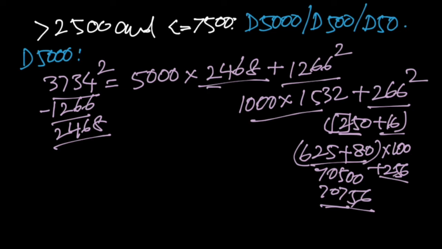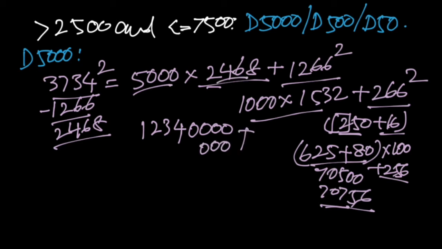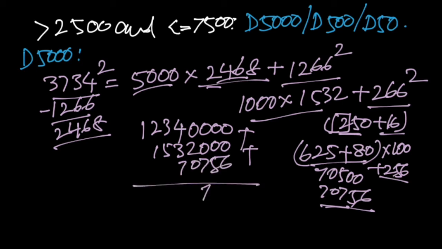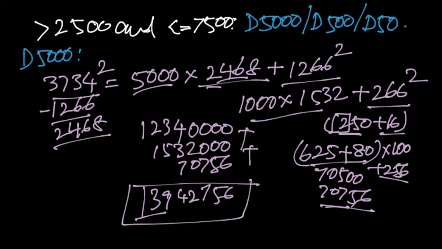So, we have this number and this number. For this it is 1 2 3 4 and then 4 zeros, because we have made it 10,000 and we have halved this number, plus 3 zeros and then 1532. So, 1532 plus 70756. So, this comes as it is, 70756, 2 comes, then 10 14 1 9 3 1. So, 13942756 is the answer.